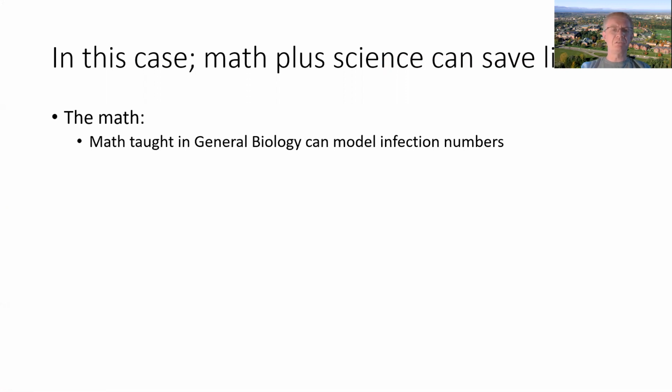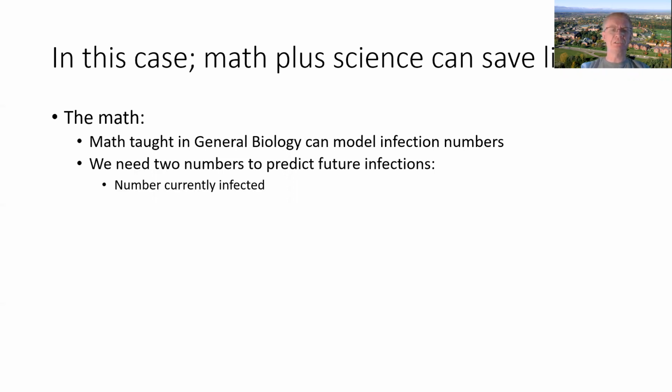There we go. So in this case, math plus science can actually save lives. Simple precautions and simple basic knowledge we have. Population growth can help us out. So here comes the math. The math we learn in general biology teaches us how populations grow, and we can use that to model infection numbers. We need two numbers to predict the future of infections. We need the number of people currently infected, and then we need to know the rate of transmission resulting in new cases. These are both numbers that we can get or at least estimate.